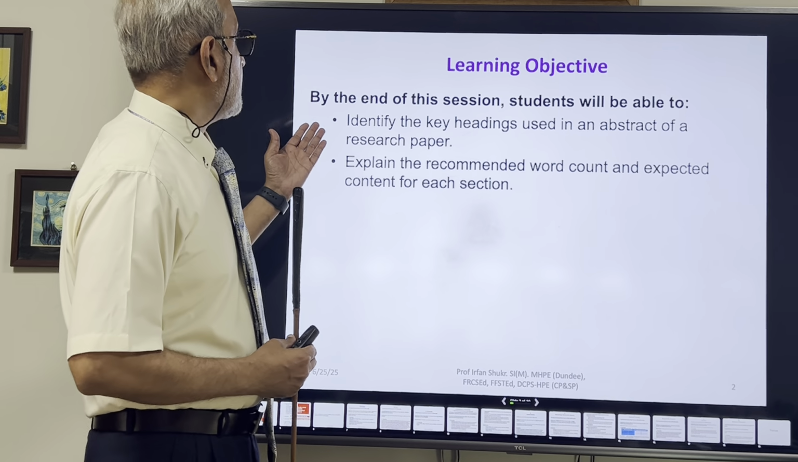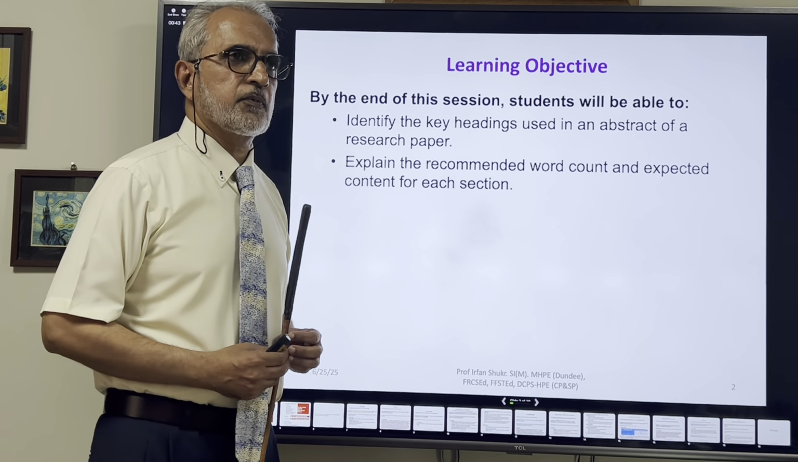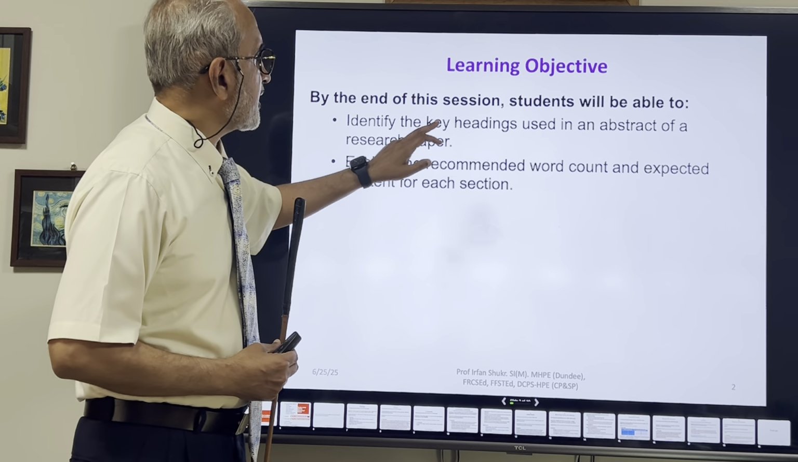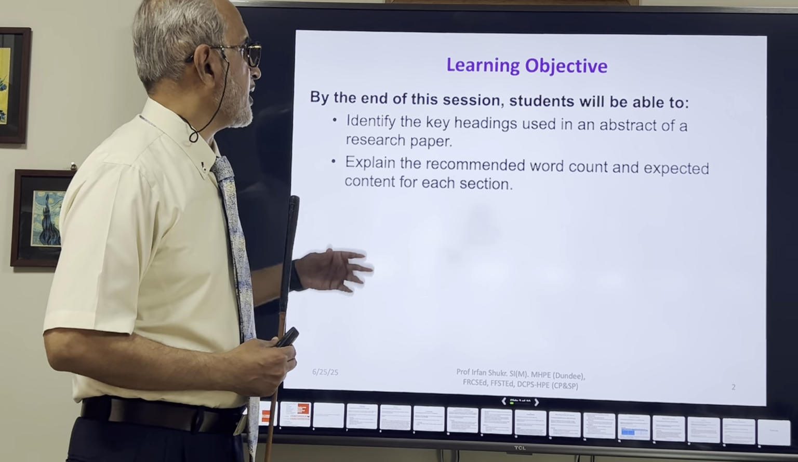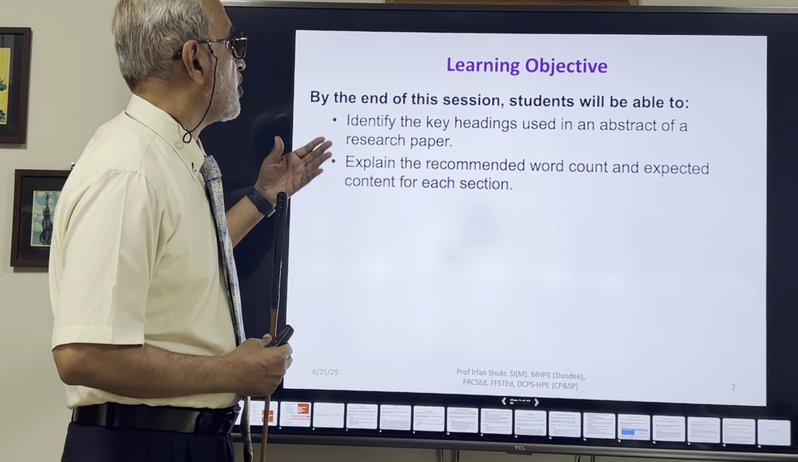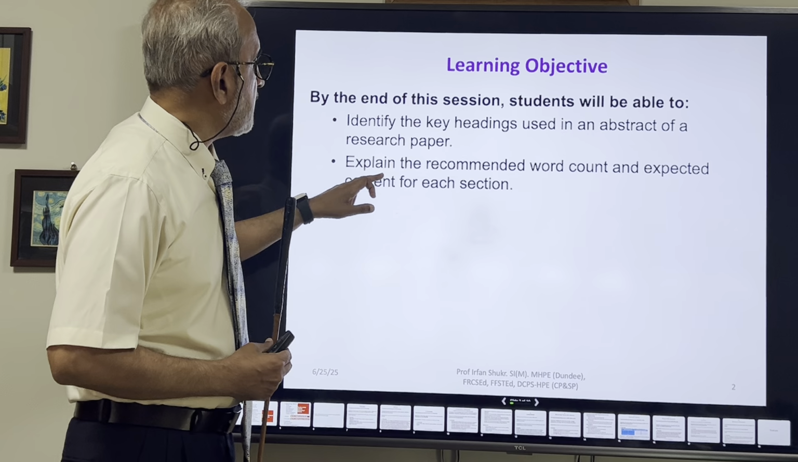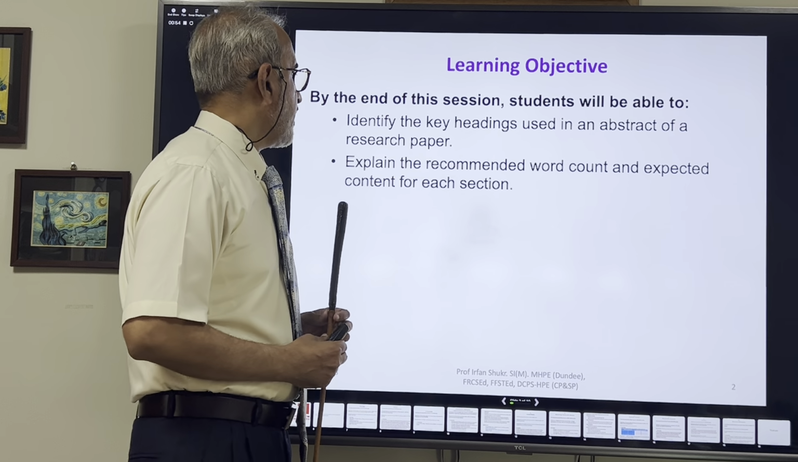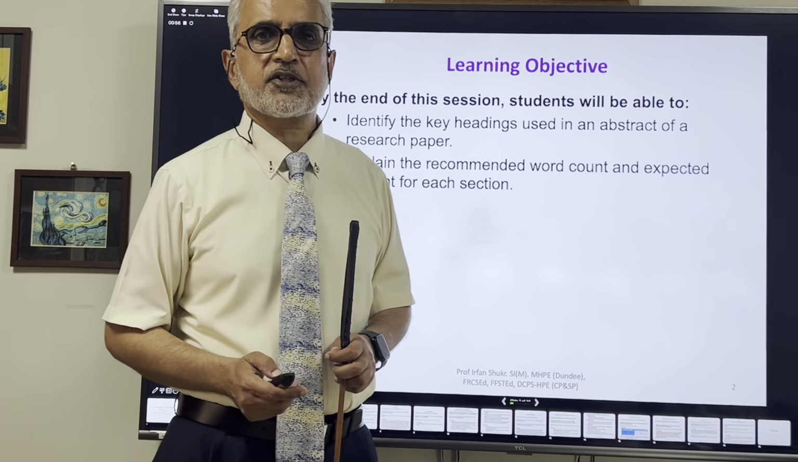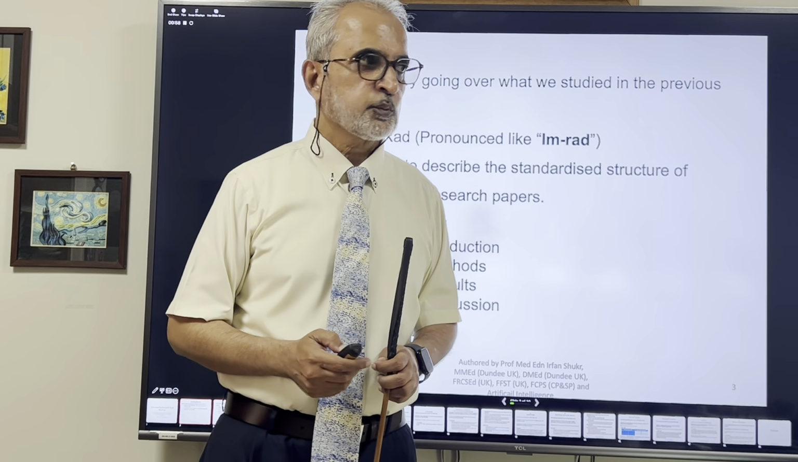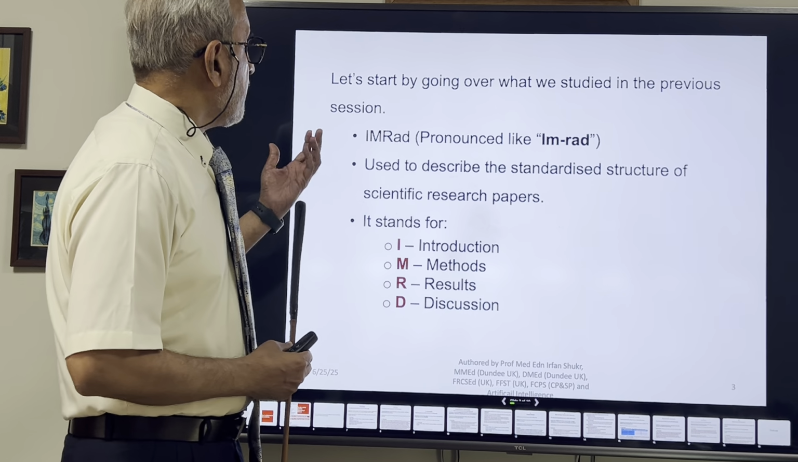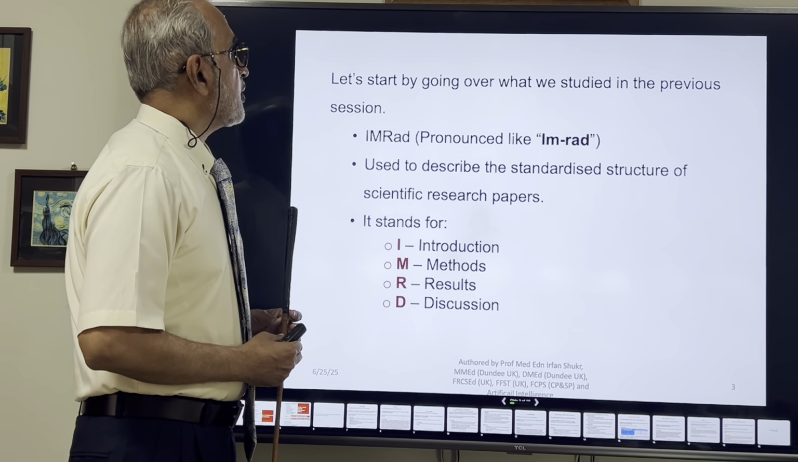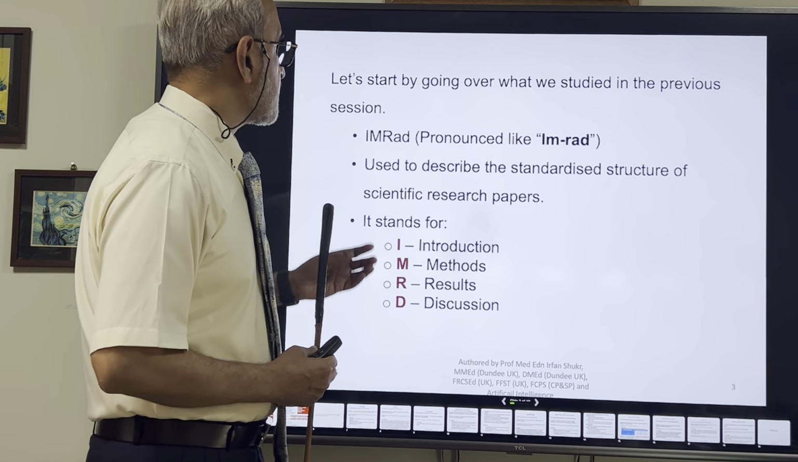The learning objectives are, by the end of this session, the students will be able to identify the key headings used in an abstract of a research paper or a research paper, and explain the recommended word count and expected content for each section. But before this, let's start by going over what we studied in the previous section.